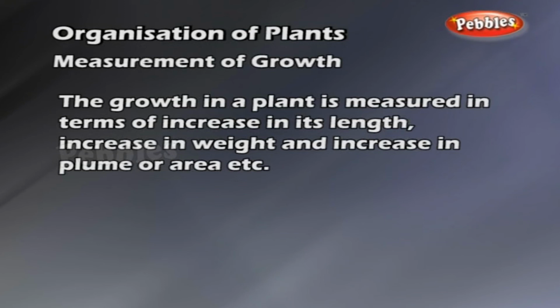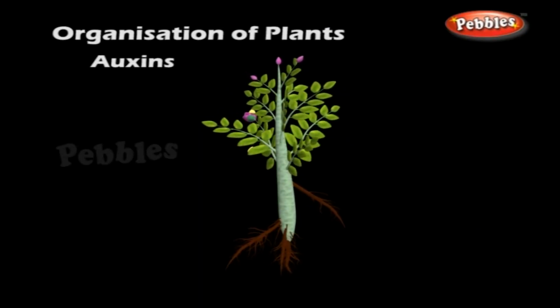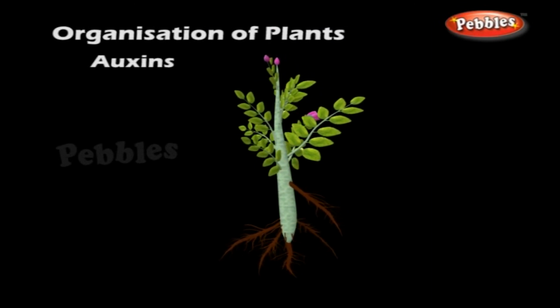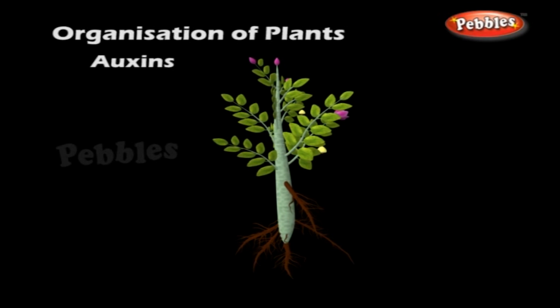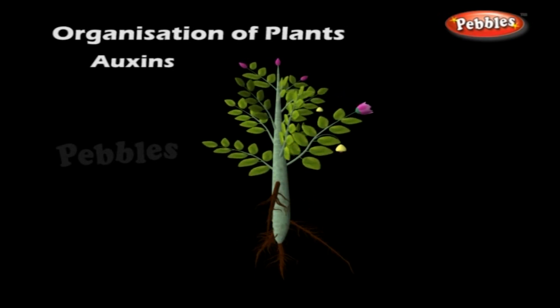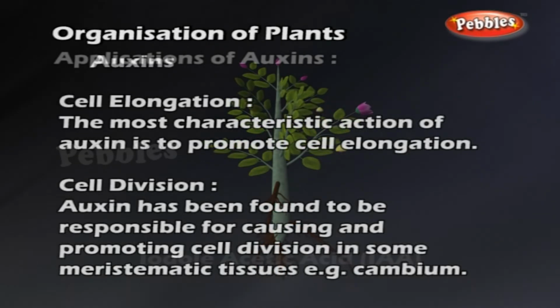Measurement of growth. The growth in a plant is measured in terms of increase in its length, increase in weight, and increase in volume or area, etc. Auxins. Auxins are one of the most important groups of plant hormones because of their manifold roles in plants. They were the first hormones to be discovered in oat plant. They influence growth to a great extent. Indole acetic acid, IAA, is an important auxin.